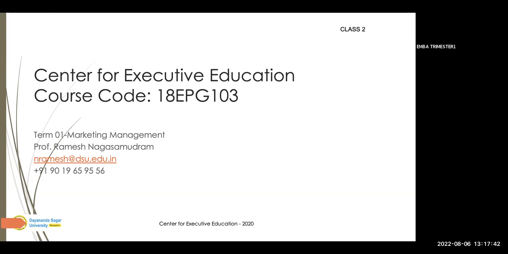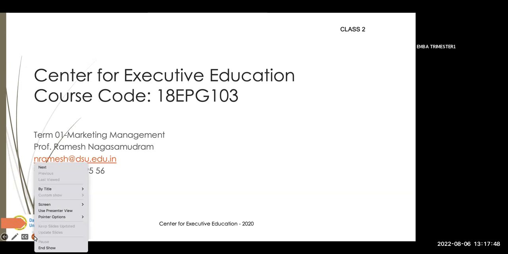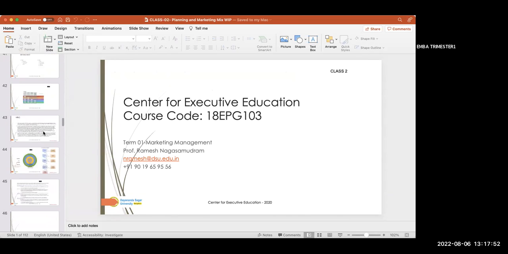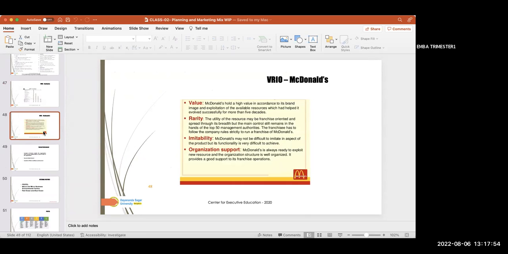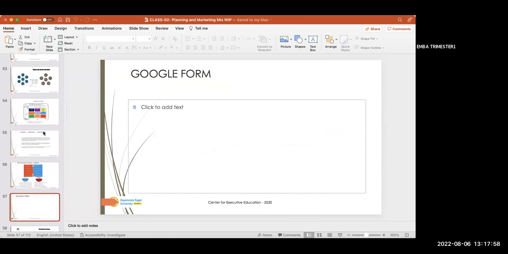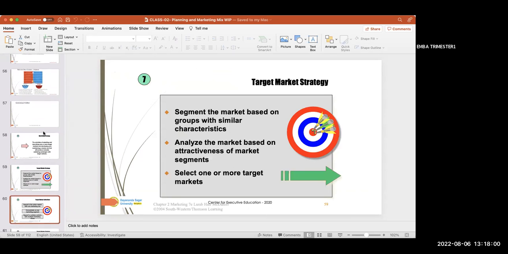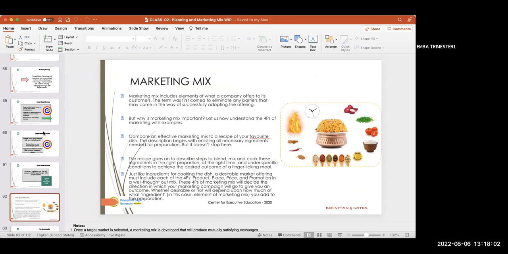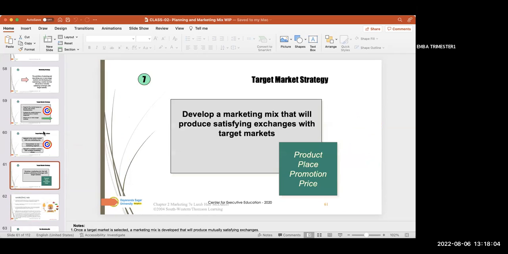What we discussed, there are a lot of slides here, so I don't know how to end show. Yeah, so we went all over the place. We did the VRIO model. We did all this. And then we said, let's hang on for a while and talk about the 4 Ps. And we also did that. We talked about product, place, promotion, and price.